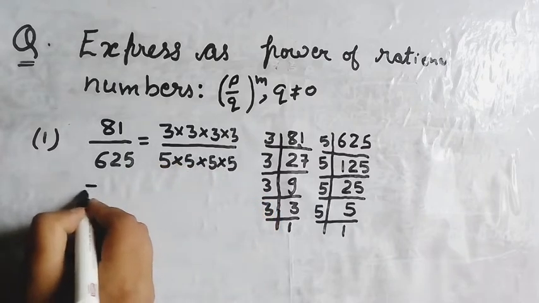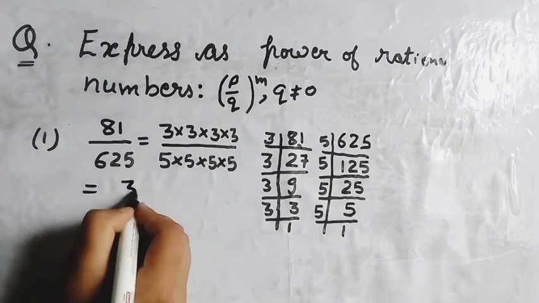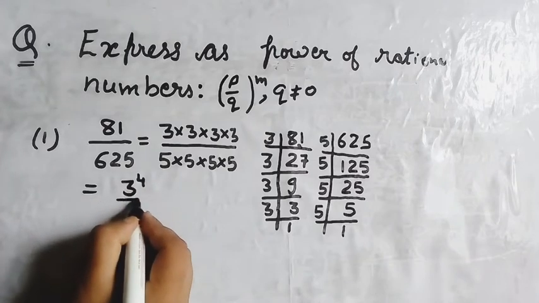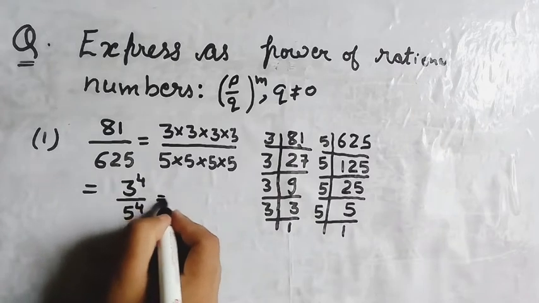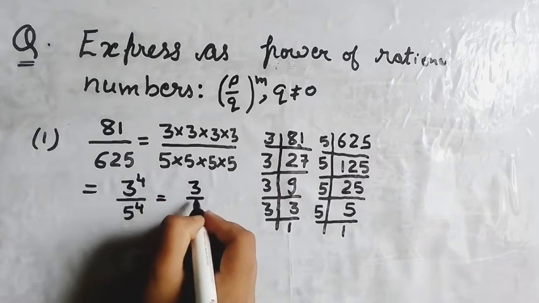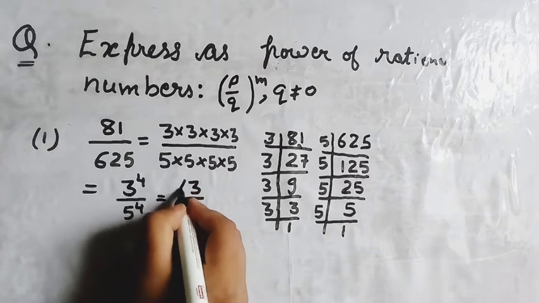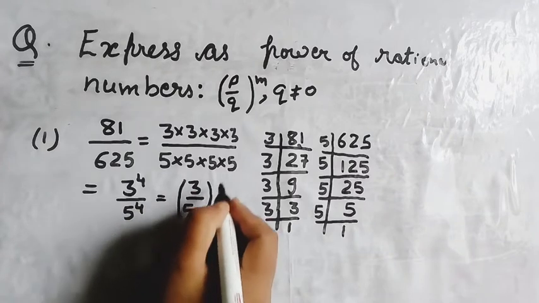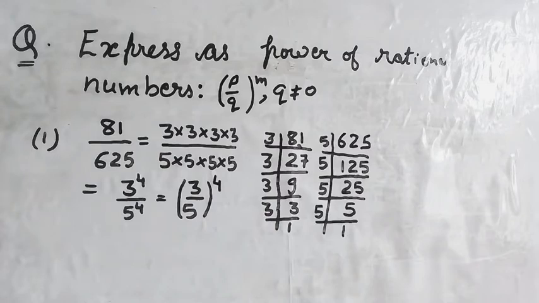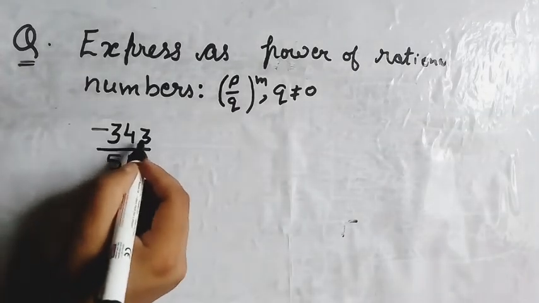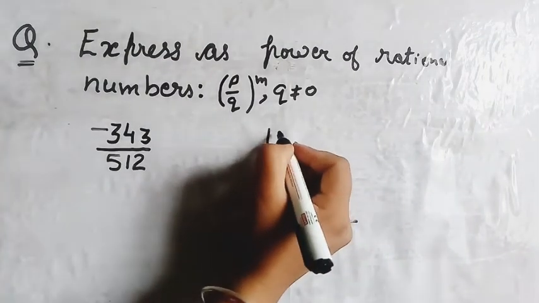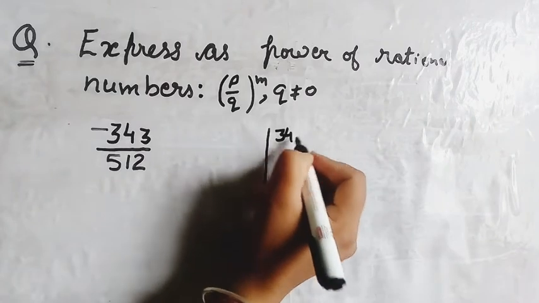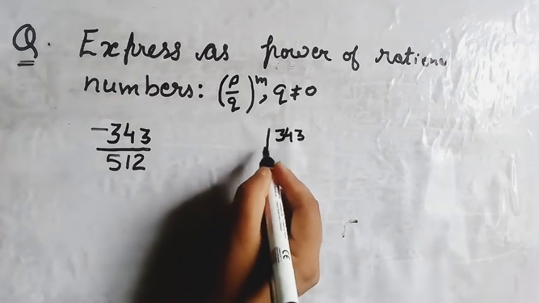Then it can be written in the form of powers as 3 raised to power 4 upon 5 raised to power 4. And the power you can take common because it is the same now. So it can be written as (3 upon 5) whole raised to power 4. This is your required answer. Now let us see one more question, that is minus 343 upon 512. So factorize 343.